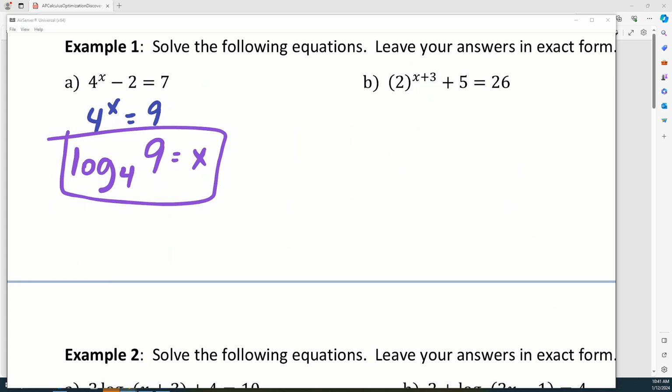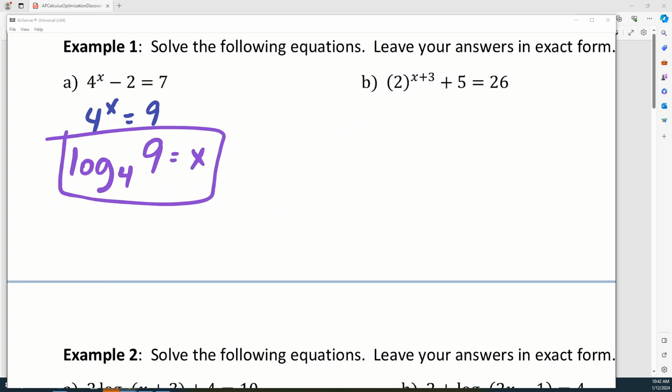Now, if you wanted to know what that is, 4 to what power gives you 9? Obviously, it's not an exact power. You can know it's between 1 and 2 because 9 is between 4 and 16, but it's 1.584962501 if you're interested. So we could take that number and put it in for x, and it would give you 9. All right, that's it, pretty much.